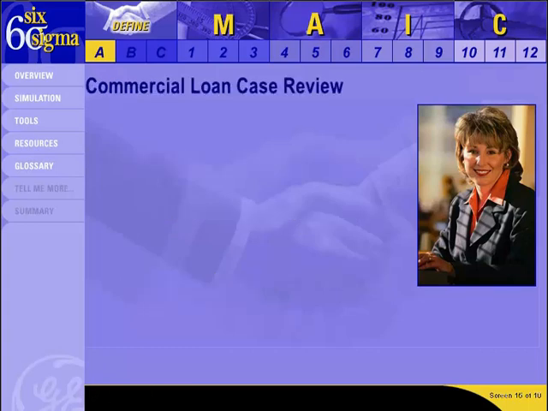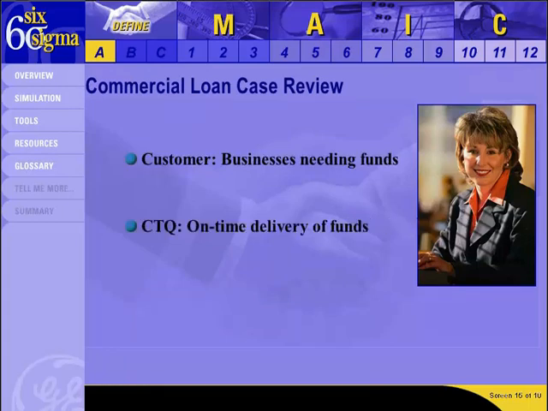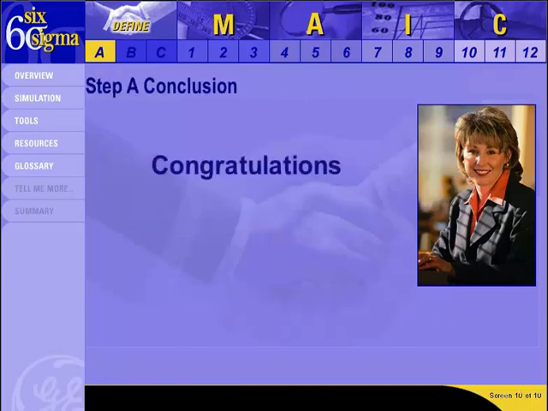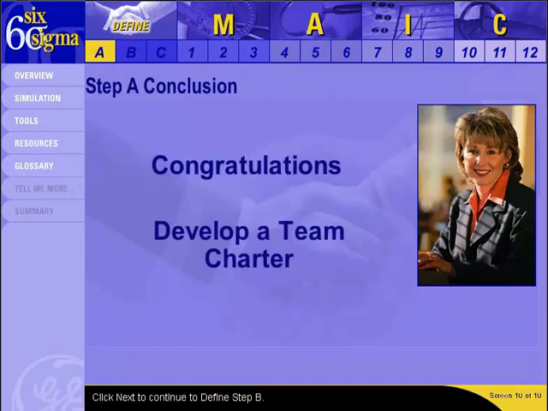For the commercial loan case, we learned that businesses needing funds are the customers. Their primary CTQ is for on-time delivery of funds. They need the funds on the agreed-upon date in order to pursue their business strategy. The product process drill-down tree allowed us to flow this CTQ into the project CTQ, which is to reduce the loan approval cycle. Congratulations! You are now ready to develop a team charter, step B of define.